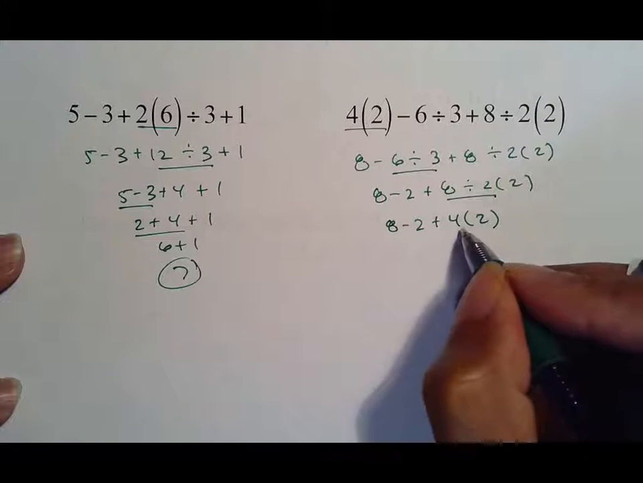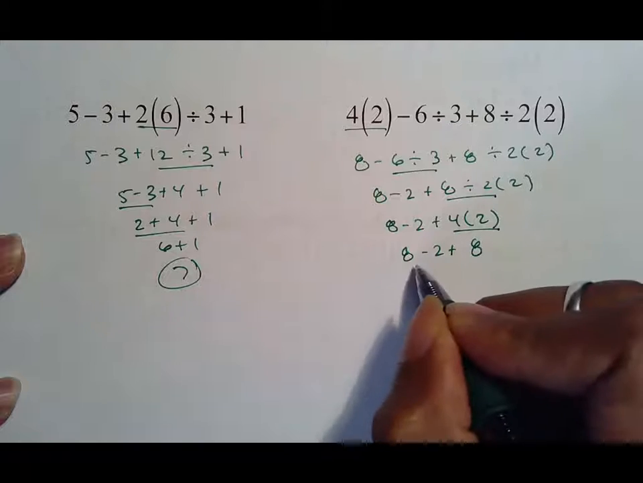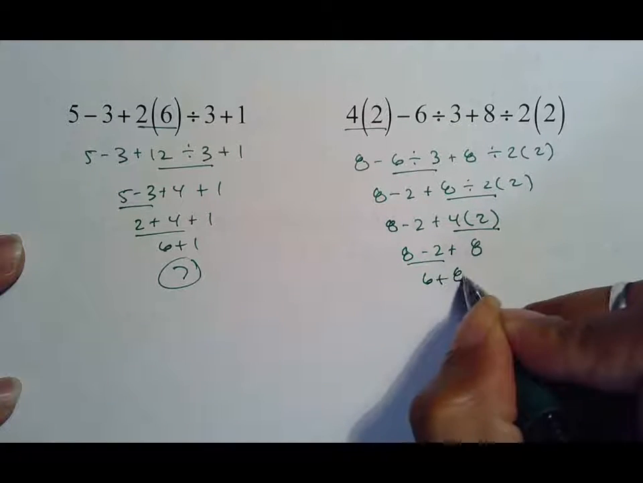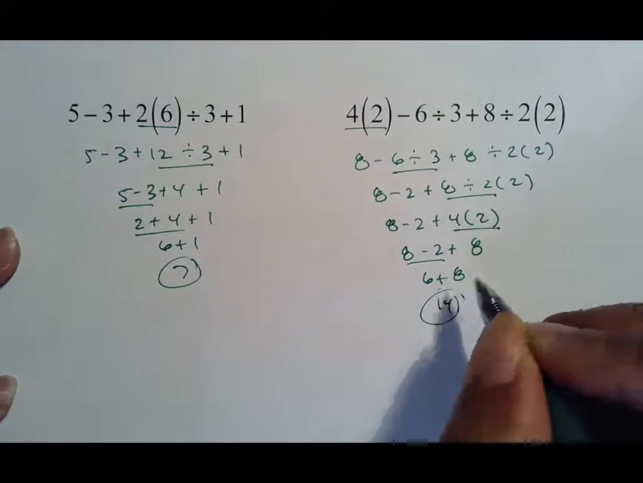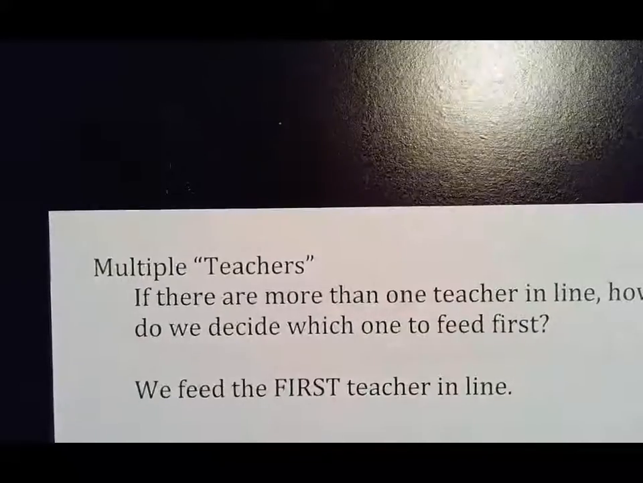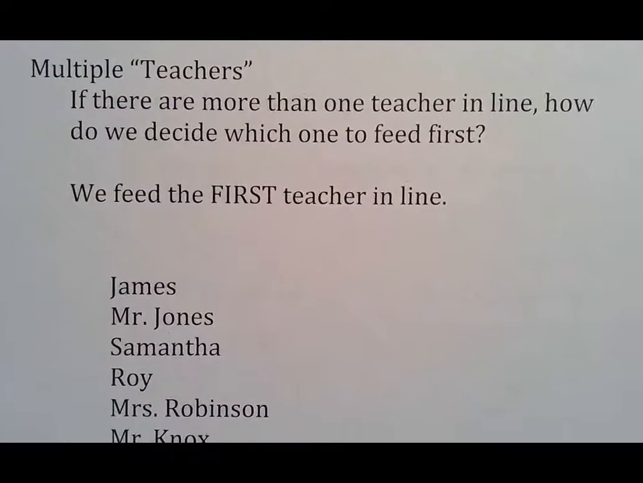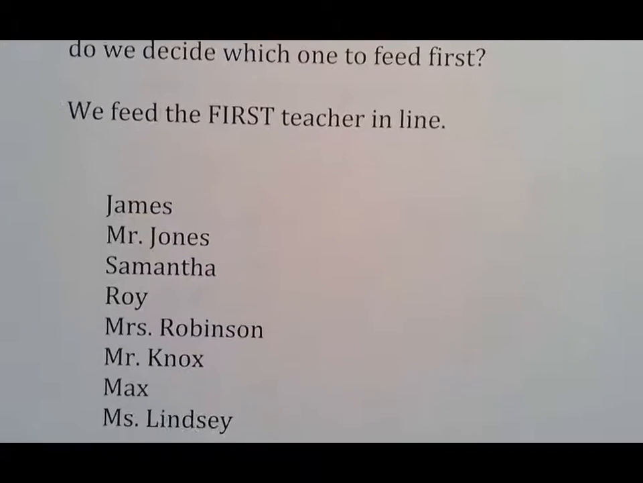Looking for the first teacher. There it is. 8 minus 2 plus 8. Now, first student, answer. Alright. Key thing to know is that you just got to make sure that you are, again, working out things as they are. Again, if there are more teachers in line, pretty much feed the first teacher in line.